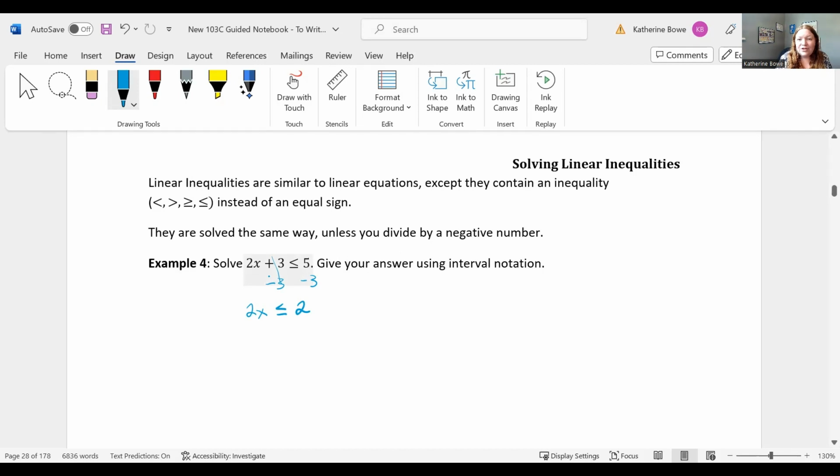Next, we want to get rid of the 2 in front of the x. Since it's currently being multiplied, we do that by dividing. Those 2's cancel, and I'm left with x is less than or equal to, and then 2 divided by 2 is 1. This is an inequality, and we need to get this into interval notation for our final answer. So I'm just going to go ahead and draw this out on a number line.